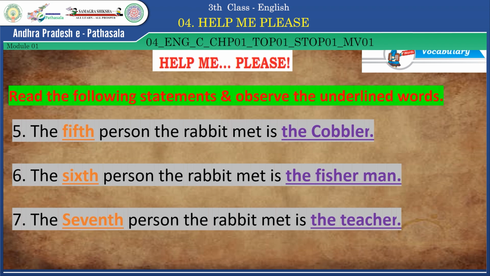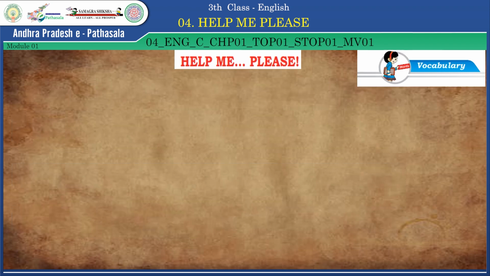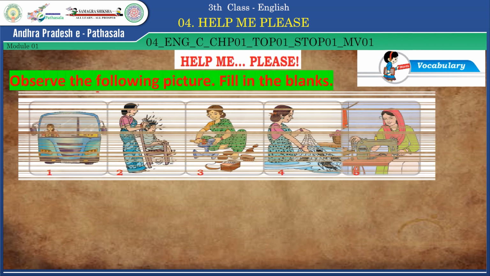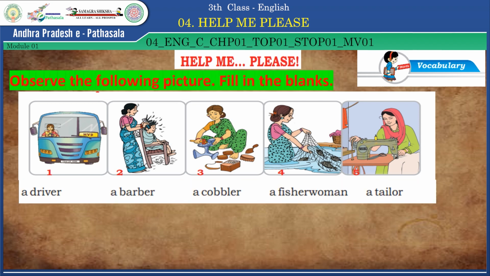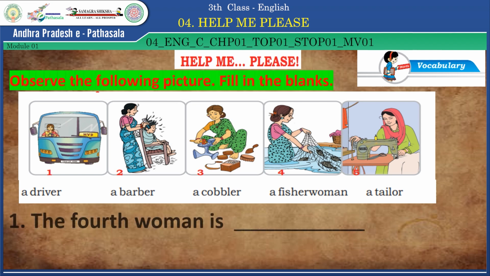Let us do the activity. Are you ready? Dear children, observe the following picture and fill in the blanks. First woman is a driver. Second woman is a barber. Third woman is a cobbler. Fourth woman is a fisherwoman. Fifth woman is a tailor. Now you do the activity, that is fill in the blanks.